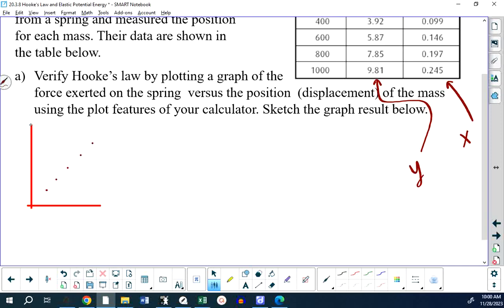It doesn't have to be, you don't have to break out the drafting tools here. We just want to communicate on our note package that we are getting a straight line.